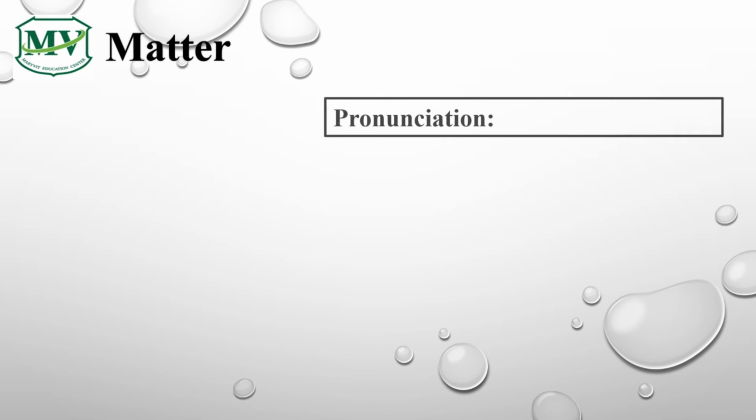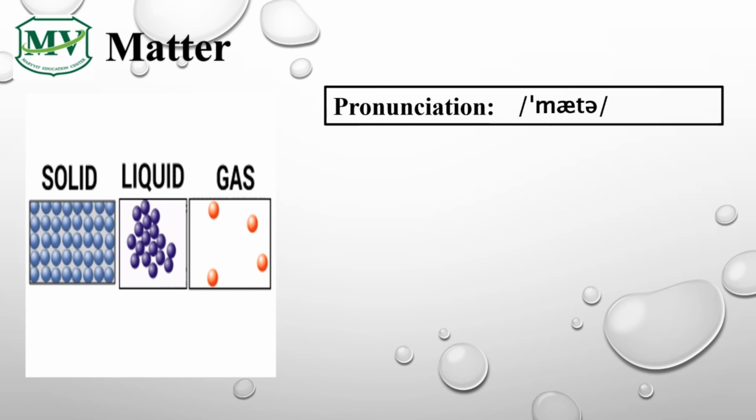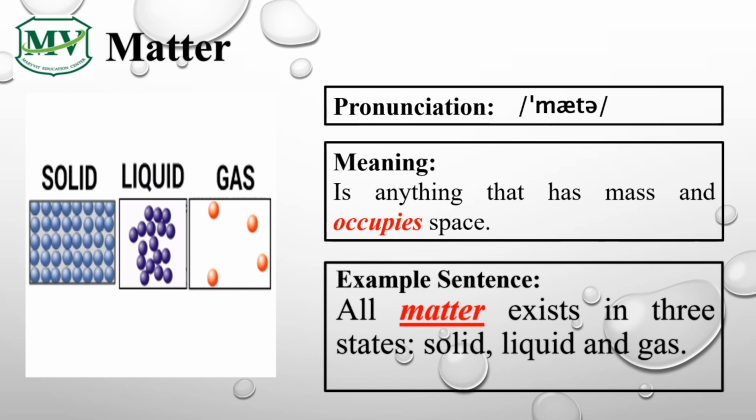Matter. How do you pronounce the word? Perfect. Matter is anything that has mass and occupies space. Example sentence: All matter exists in 3 states: solid, liquid, and gas.